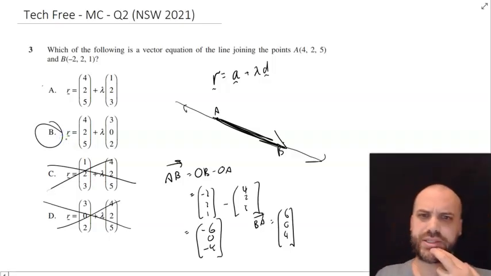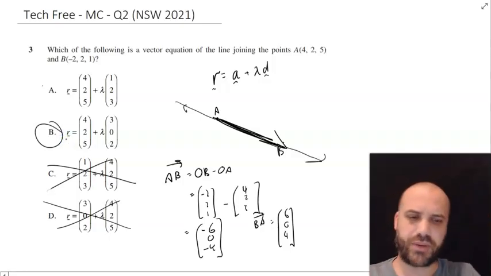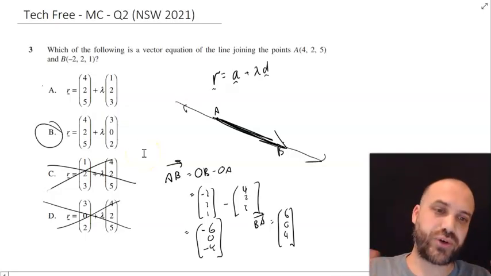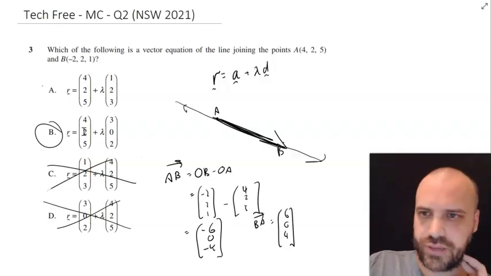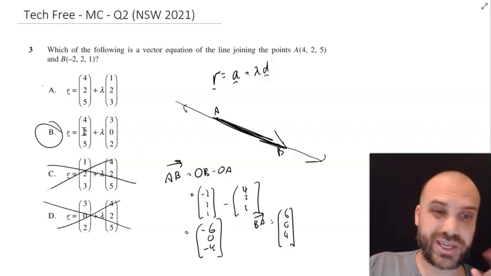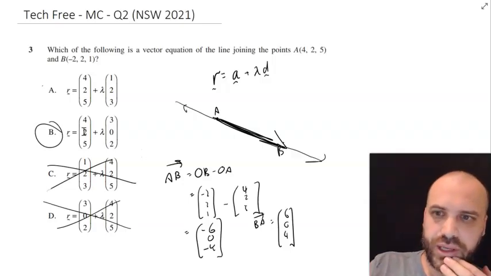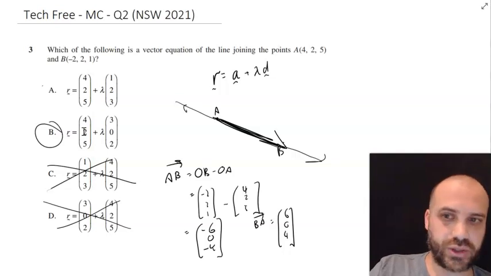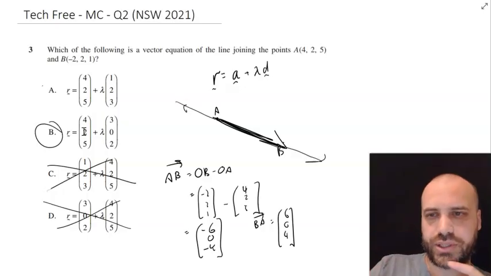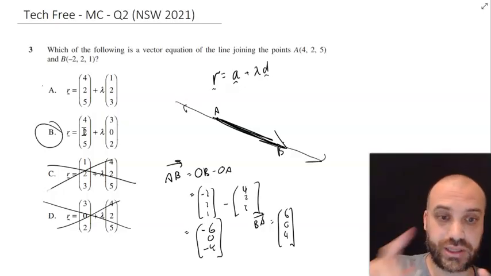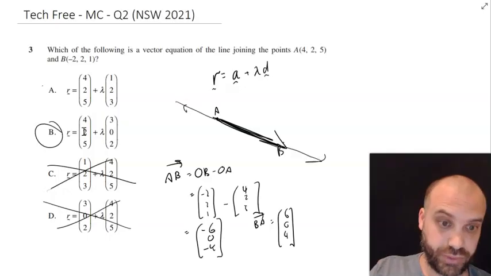Now you might be asking yourself, this feels messy, there's got to be a better way to do this. And there is a different way to do this, given that it is a multiple choice question. Now we can see that (4, 2, 5) sits on both of these. We narrowed it down to 2 before. Now if (4, 2, 5) sits on there, the only other question is, does (-2, 2, 1) sit on there? Because if (-2, 2, 1) sits on there, then we know that they both sit on there.